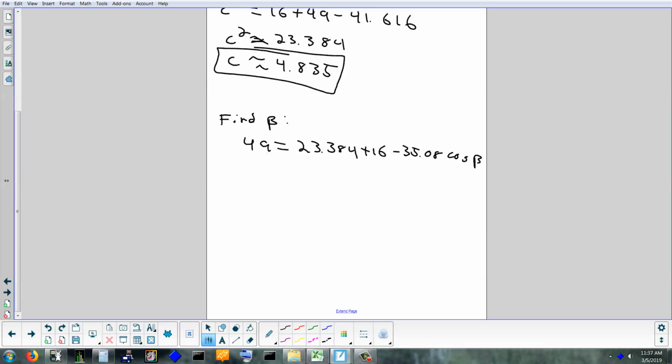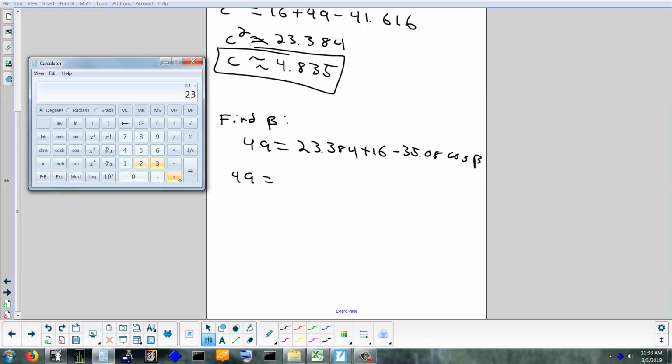All right. Now, this one's a little different because the variable's not by itself. So this is now more like solving an equation. It's not really PEMDAS. We're going to get the variable by itself and combine like terms if we can first. Are there any like terms there that I can add together? Yeah, okay. 23.384 plus 1 plus 16. 23 and 16, we can add those up, and we get 39.384.